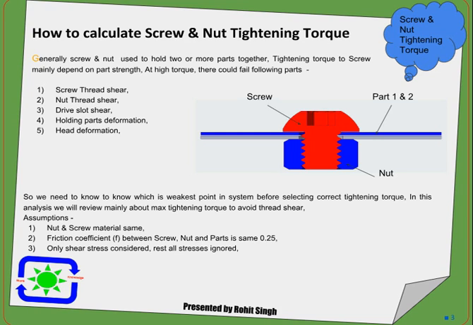In this calculation, we made some assumptions. We are considering only the screw thread is going to shear. We considered the nut and screw material the same, friction coefficient at all components 0.25, only shear stress considered, the rest all ignored. There is a reason: because threads are very small, other stresses are ignored here, and mainly shear stress is considered.